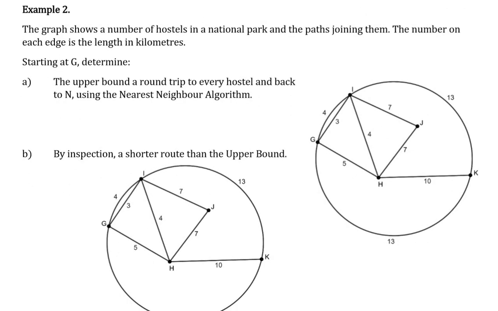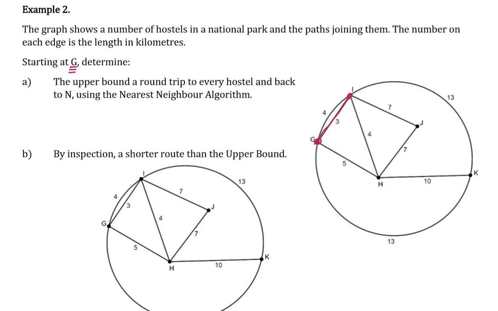So let's look at example 2. This graph below shows the hostels in the national park and the paths joining them, the number on each edge is the kilometers, starting at G. Now, I know I made a typo in the notes because I think this said N. But basically starting at G, which is here, can you determine the upper bound using our nearest neighbor algorithm? So our upper bound is going to be G definitely to I, because that's the closest.